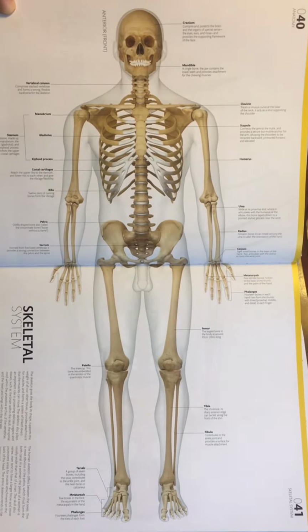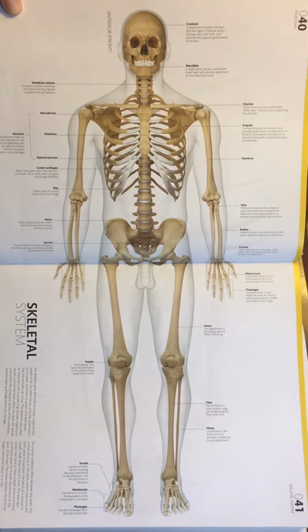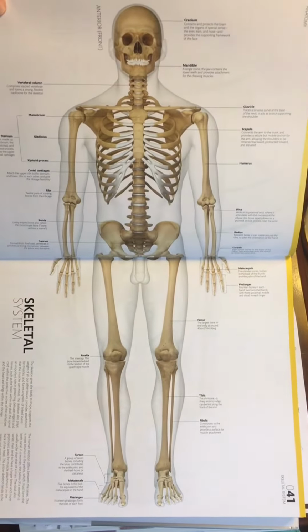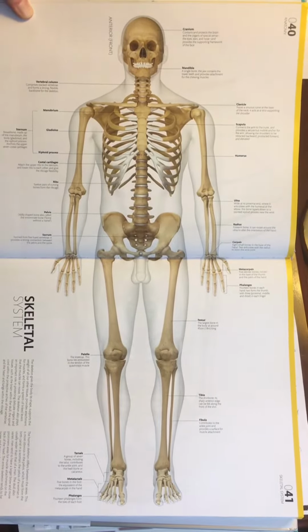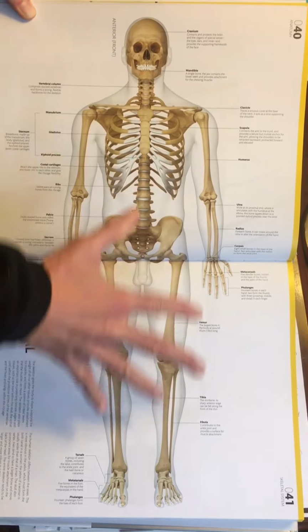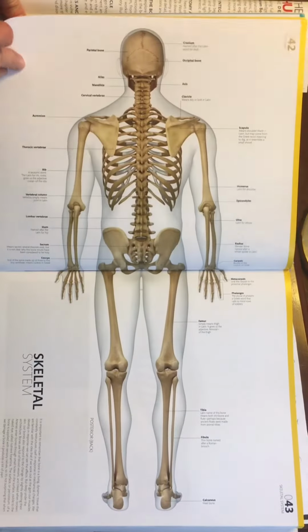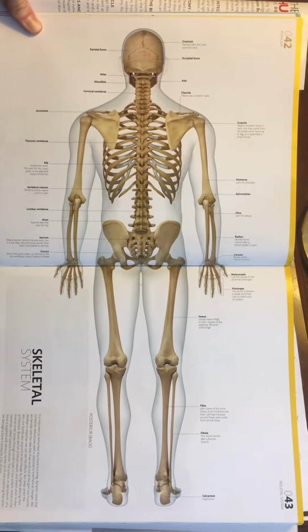All right, so let's introduce the skeleton. And since I don't have the model skeleton here, I'm going to use this book for reference again. And I'll also be showing some pictures from the textbook as well. Here's the skeleton. This is the anterior aspect of it, looking forward at the person. And here is the posterior aspect of it.